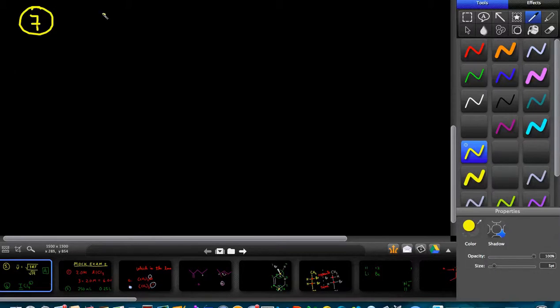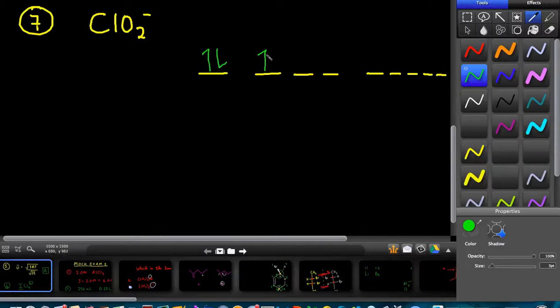We have ClO2 minus. Now, chlorine normally has 7 valence electrons, 3s2, 3p5. In order to make ClO2 minus, I must make more than 1 bond. And an electron needs to be added, but we're going to add that to oxygen.